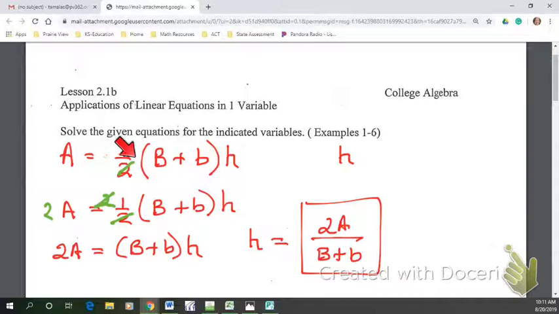Typically, a lot of math classes would call that B1 and B2, okay? But they're using a capital B and a lowercase b. Everybody okay with that? All right, so I'm going to do the exact same formula, but this time, instead of solving it for h, I'm going to solve it for uppercase b.